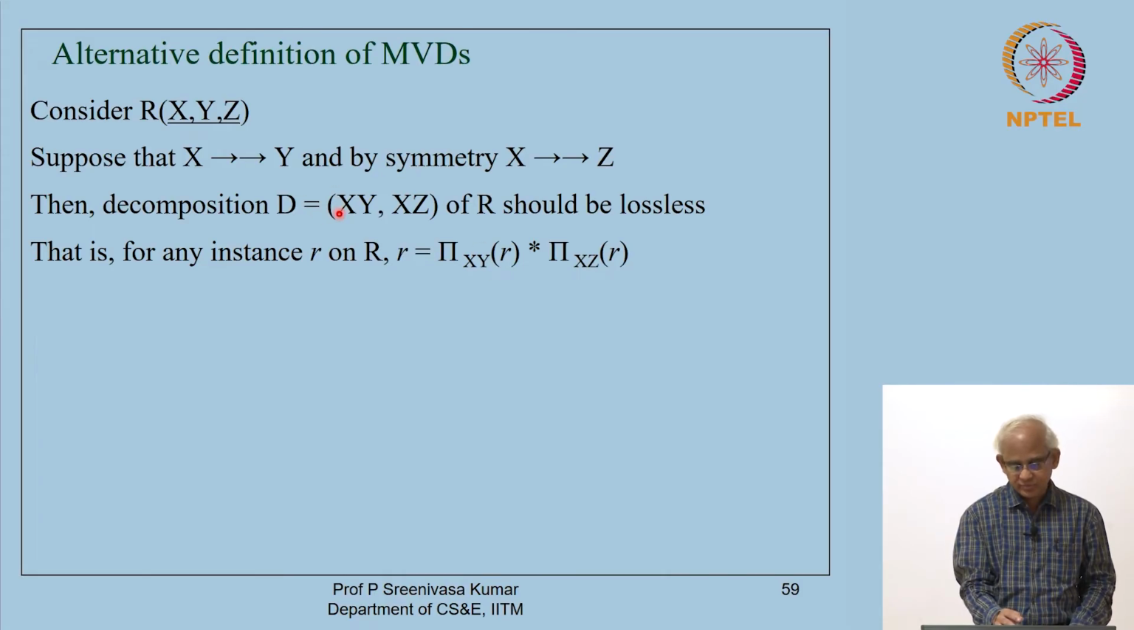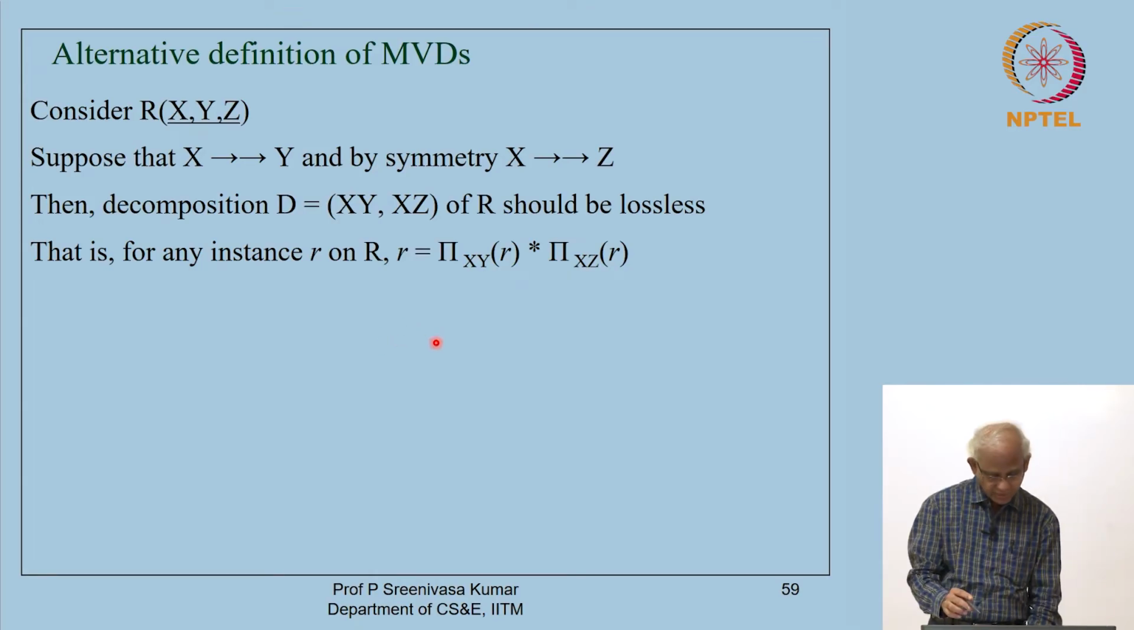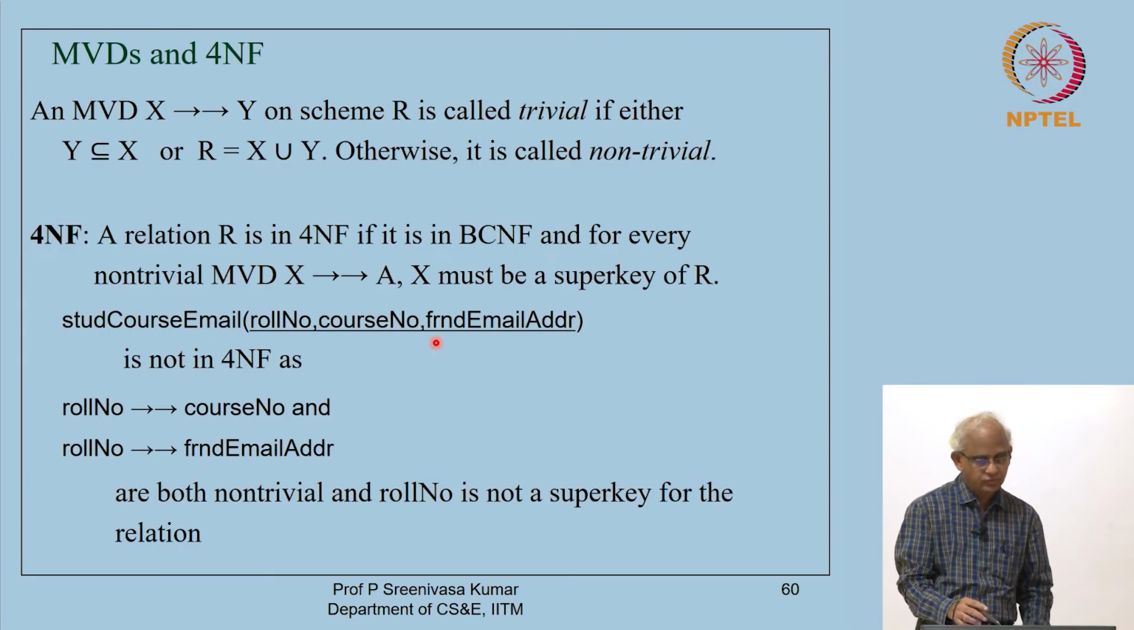That is what the definition also said, and we are putting it in another way here, saying that if you project the relation onto x, y and x, z, do a natural join, it should be equal to R. So, here is an alternate way of defining the existence of a multivalued dependency. Okay. So, now we are ready to define the fourth normal form.